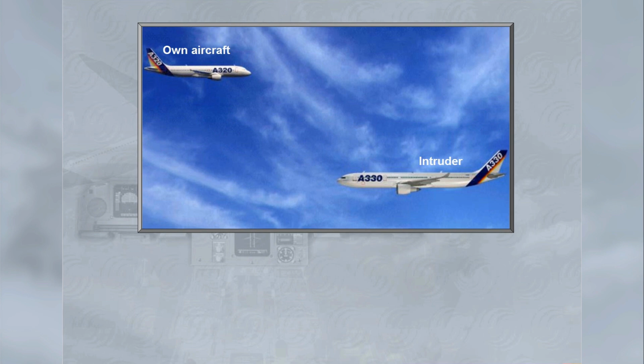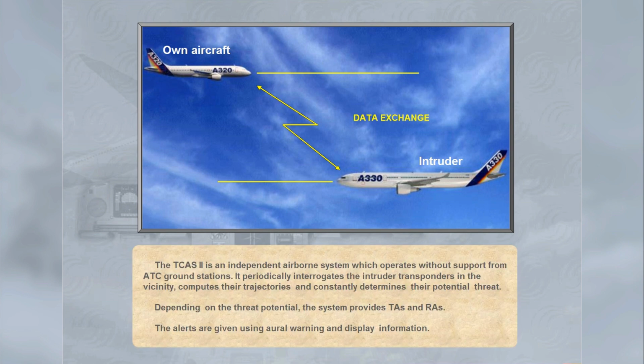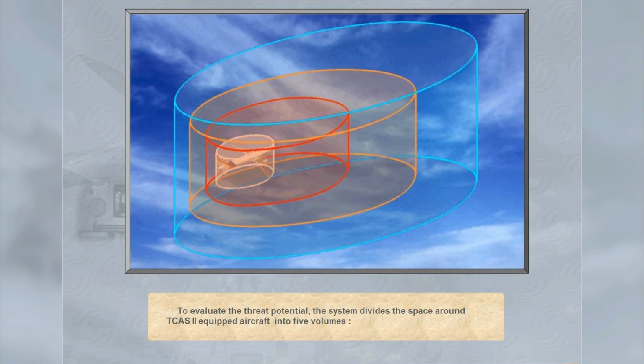The TCAS 2 is an independent airborne system which operates without support from air traffic control ground stations. It periodically interrogates the intruder transponders in the vicinity, computes their trajectories, and constantly determines their potential threat. Depending on the threat potential, the system provides TAs and RAs. The alerts are given using oral warning and display information. To evaluate the threat potential, the system divides the space around TCAS 2 equipped aircraft into 5 volumes.